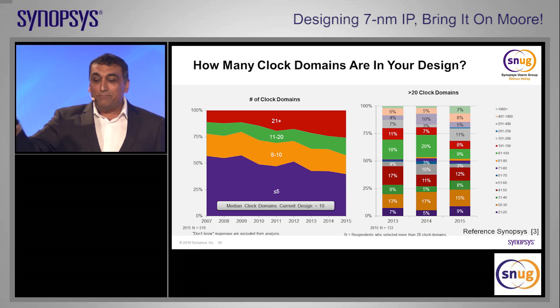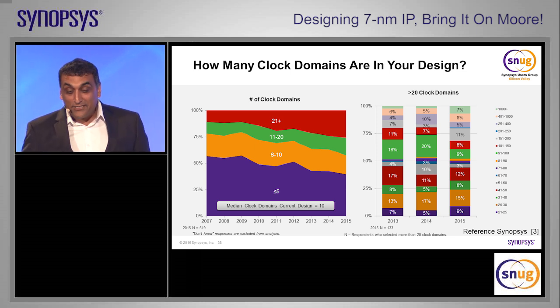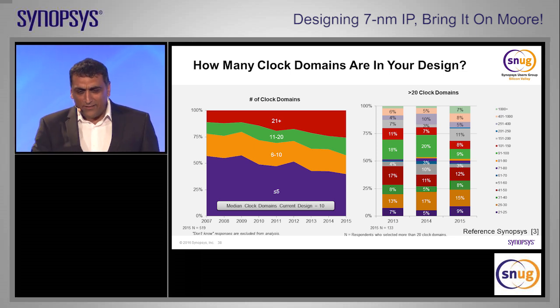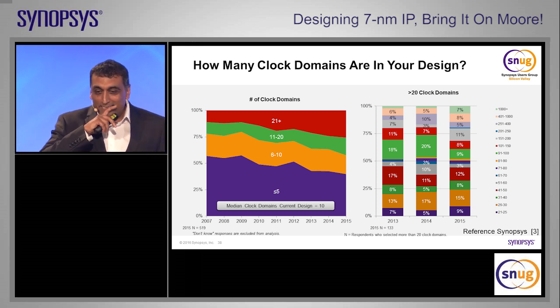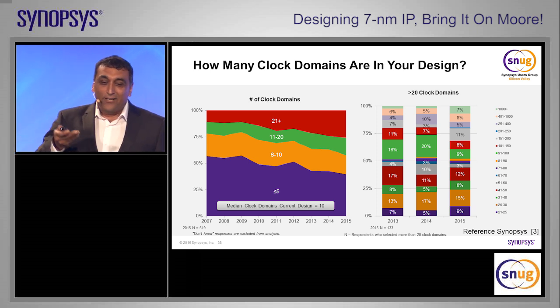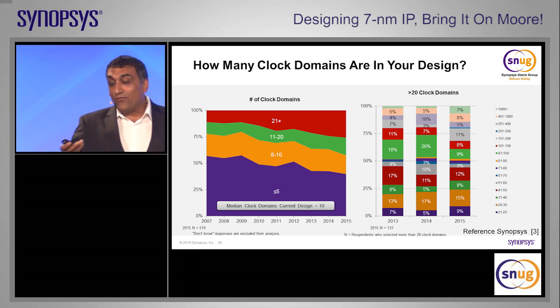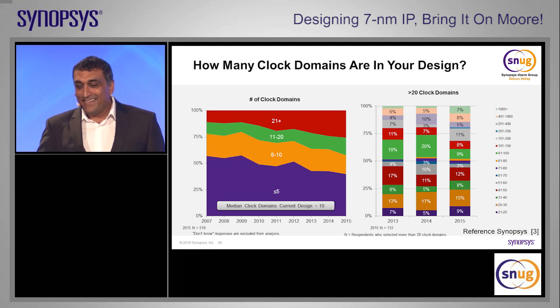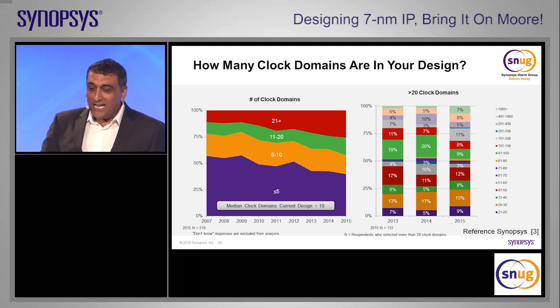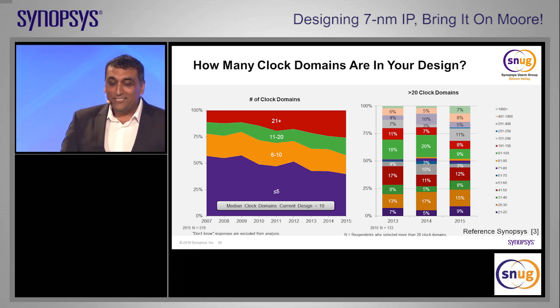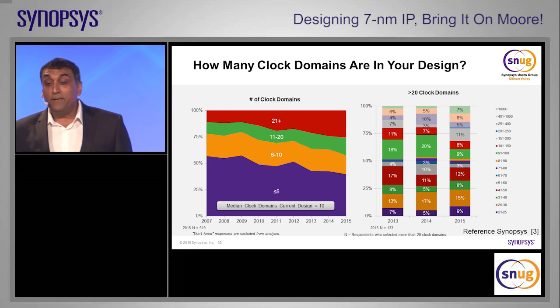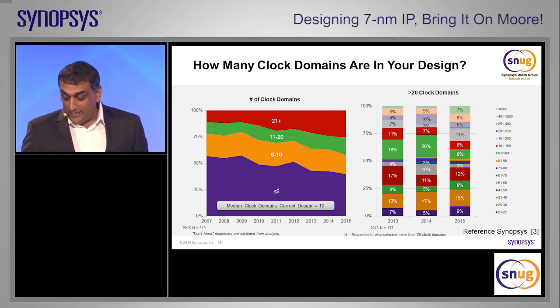So this is basically data from our customers. This is over 500 people that were surveyed by Synopsys, and it says here that a lot of customers are using more than 20 clock domains. And if you look at the right-hand side, 7% of our customers have more than 1,000 clock domains on their SoC. That blows my mind. So I looked at this and I said, okay, how does that impact digital IP development? So we'll look at these 2 factors now.